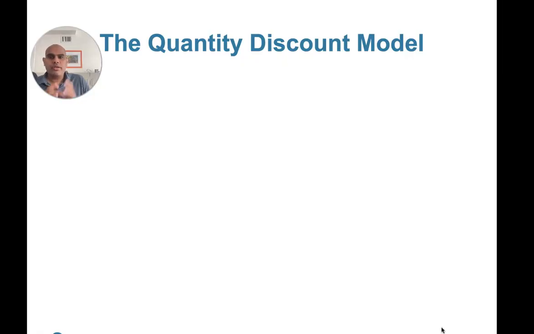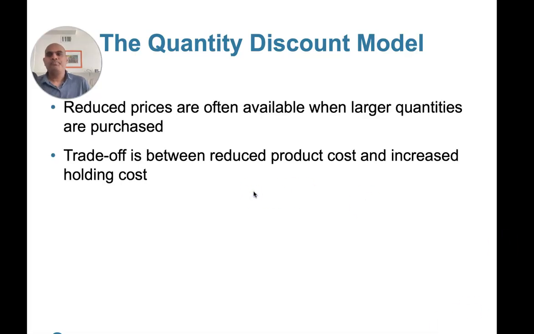So we go back to the economic order quantity model, where we assumed that there were no discounts based upon quantities, and that's the assumption that we are going to relax in this model. All right, so let's proceed. Reduced prices are often available when larger quantities are purchased. This is something that you would have noticed in real life.